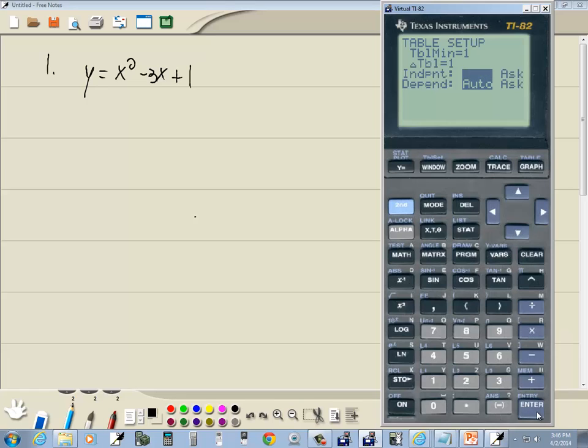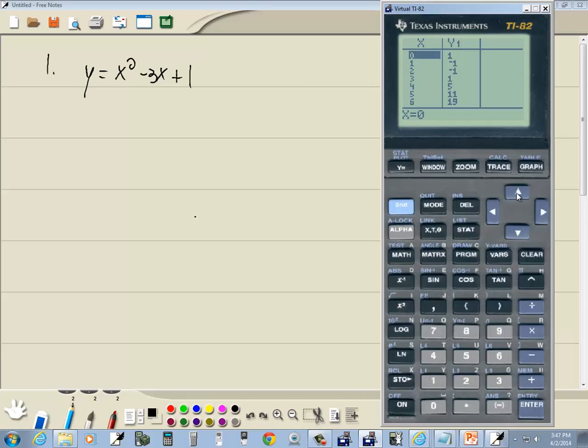Now, after I do that table setup, if I go to my table, which is above my graph, so I do second graph, then you see like one big T-chart. For example, x equals 1 gives us negative 1. If I were to put 1 in for x here, 1 squared minus 3 times 1 is 1 minus 3, which is negative 2, plus 1, which is negative 1. If I were to put 4 in, 4 squared is 16, 3 times 4 is 12, 16 minus 12 is 4, plus 1 is 5. So you see it gives you the values.